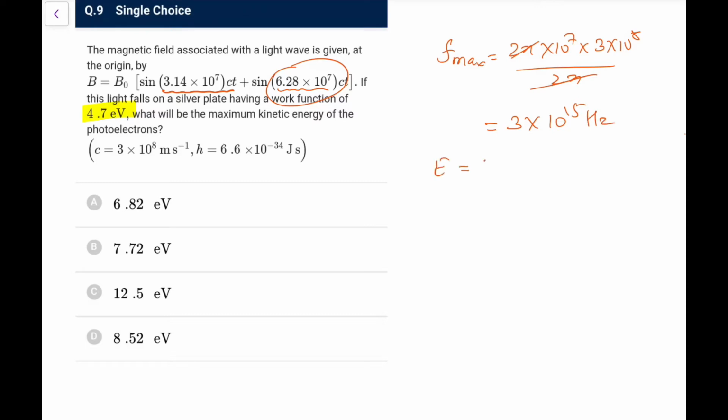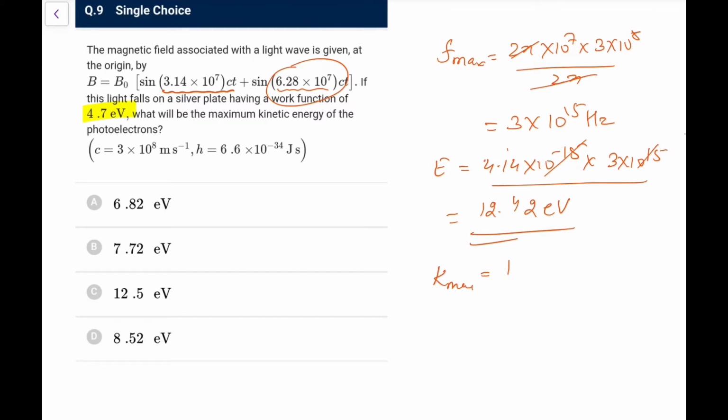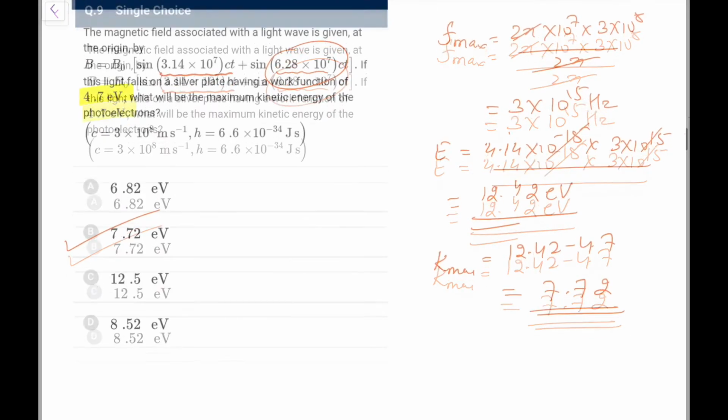So the energy would be h nu, you can write as 4.14 into 10 to the power minus 15 in eV unit, multiplied by 3 into 10 to the power 15. That is 4.14 into 3, 3 fours are 12, and this is 12.42 eV, and work function is 4.7, so K max is 12.42 minus 4.7, so it comes out as 7.72 eV. So I'll go for that option.